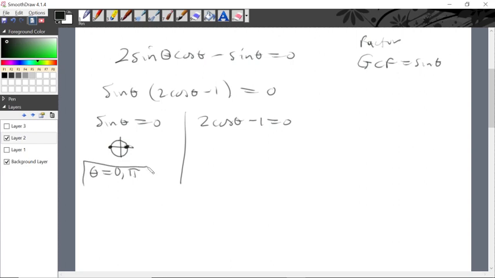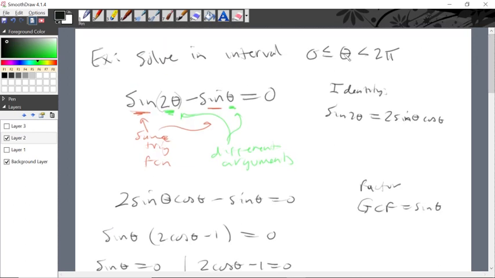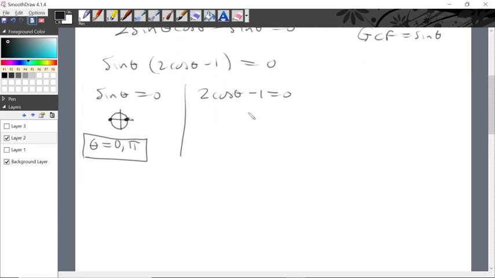Note that these solutions are in radians because we were asked up here to express solutions in this interval, and that interval implies that we are in radians and not degrees. This is clearly an interval of radians and not degrees. So we're expected to find solutions here in radians, by the way the problem is stated. So 0 and pi are solutions to set this factor equal to 0.